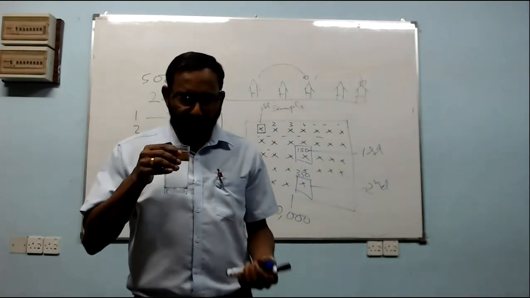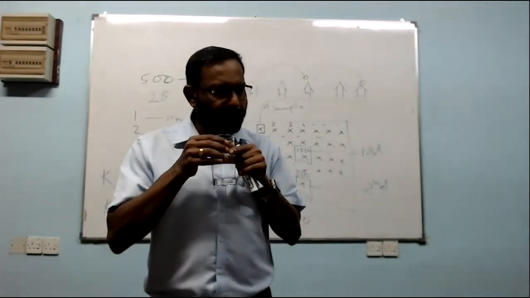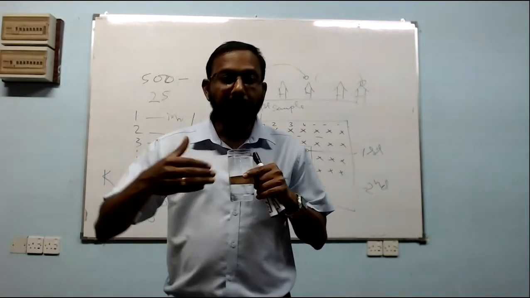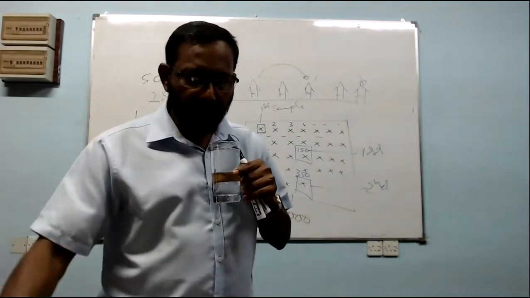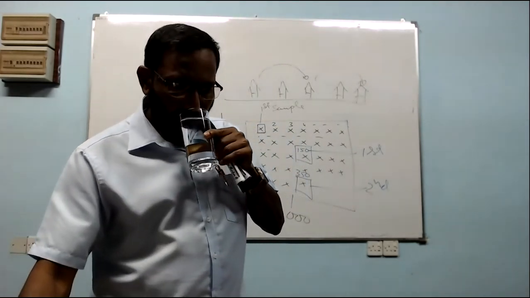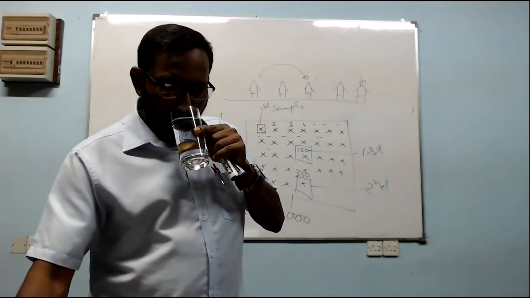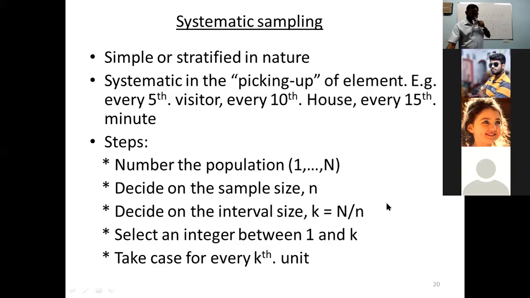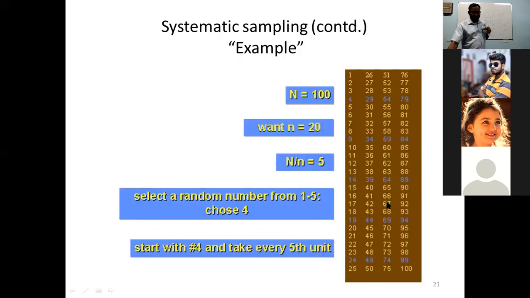So choosing the first one is the random. The rest of the sample selections are not random. It is systematic with the equal gap. Right? This is elaborated. It's the same thing I have elaborated.